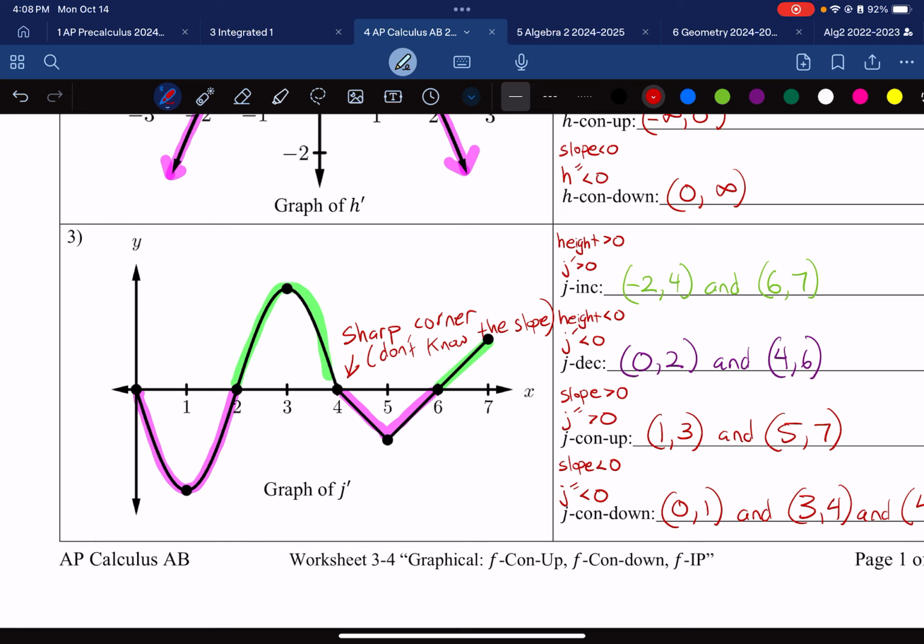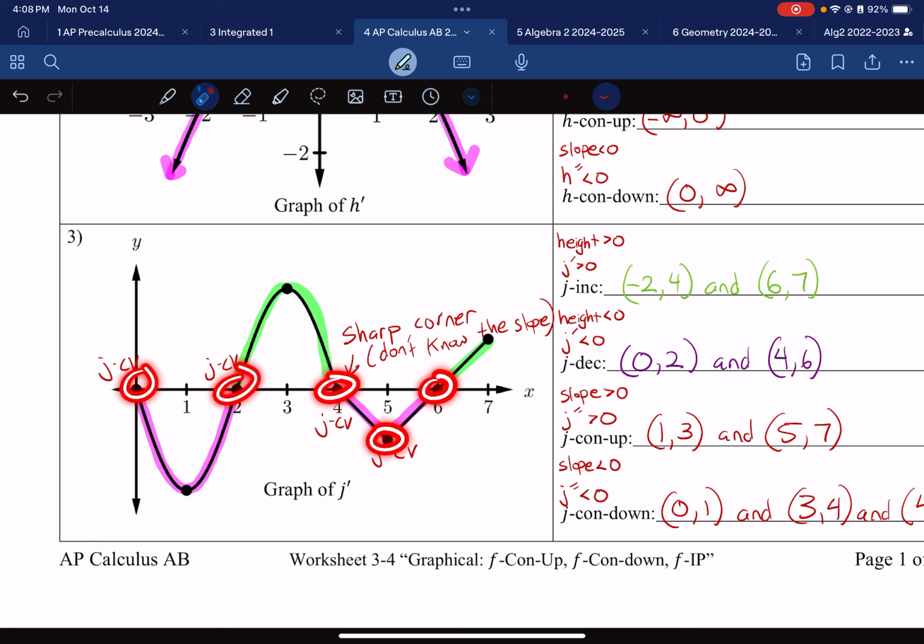I have a J critical value at 0, a critical value at 2, a critical value at 4, a critical value at 5. Why, Mr. Snell? That's not a 0. That was a 0, that was a 0, that was a 0, and that was a 0. Why did you say that's a critical value?